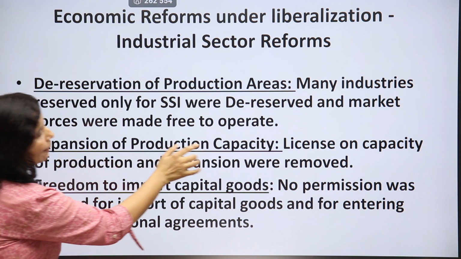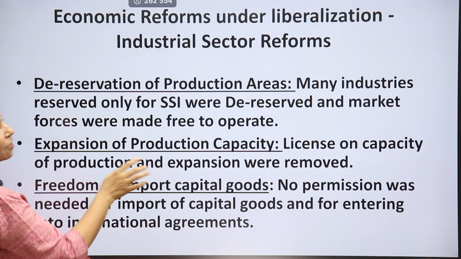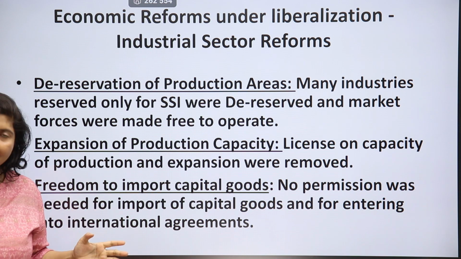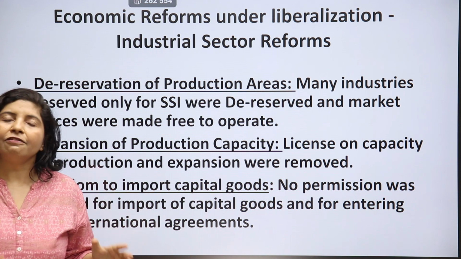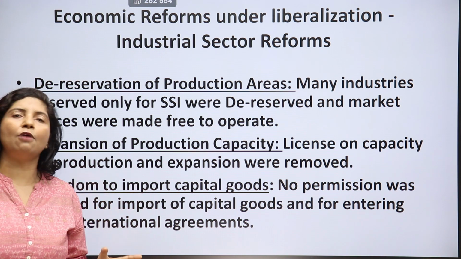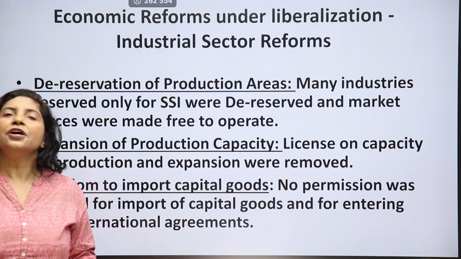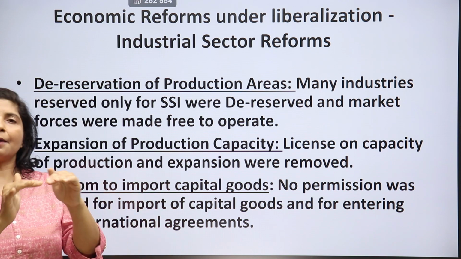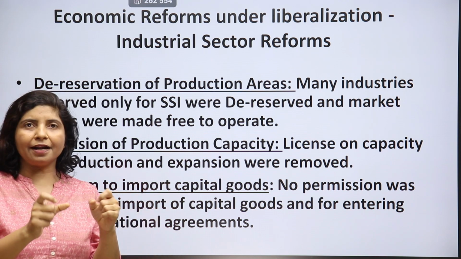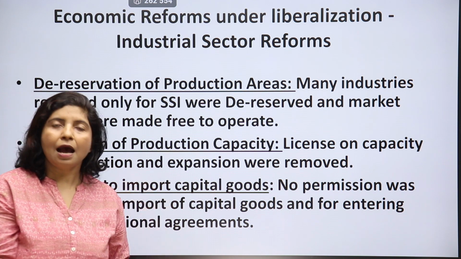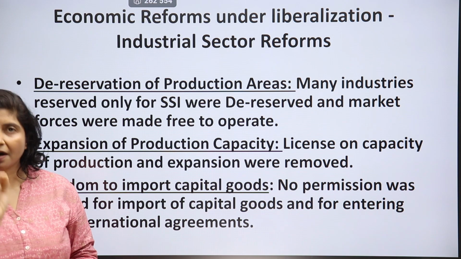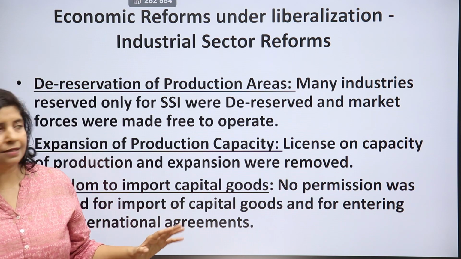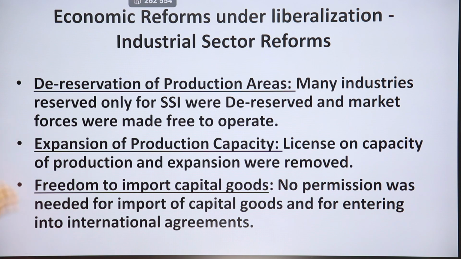Then expansion of production capacity: license on capacity of production and expansion were removed. Now there were no licenses for production of any commodity. If you wanted to produce any commodity, you could produce it. For example, if you want to produce bottles, just like Milton bottles, or cameras, you can produce now. You don't need to obtain any licenses. And expansion restrictions were removed. For example, if you are producing 1000 cameras in 1 year, and you want to produce 2000 cameras in 1 year, then you can expand your production, that means increase your production, without any licenses or permits. So all these types of restrictions were removed on private sector.